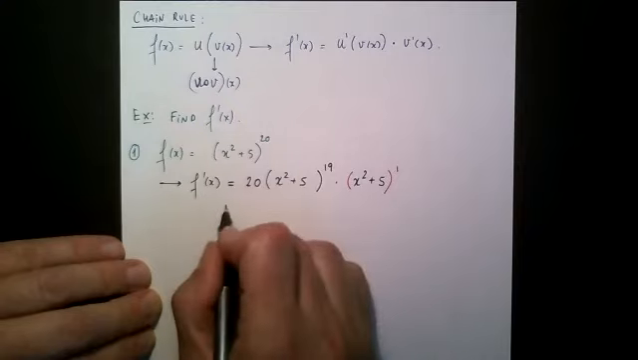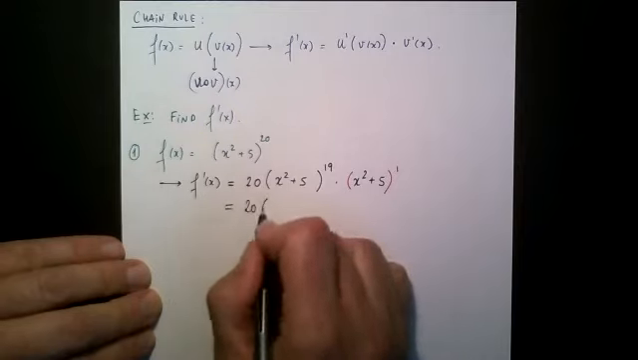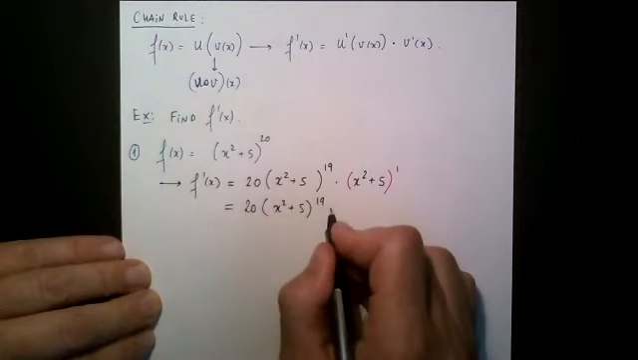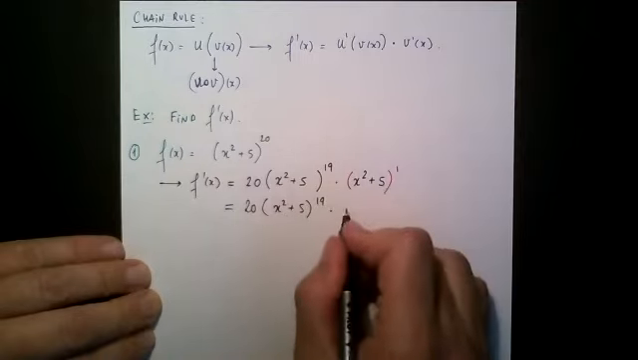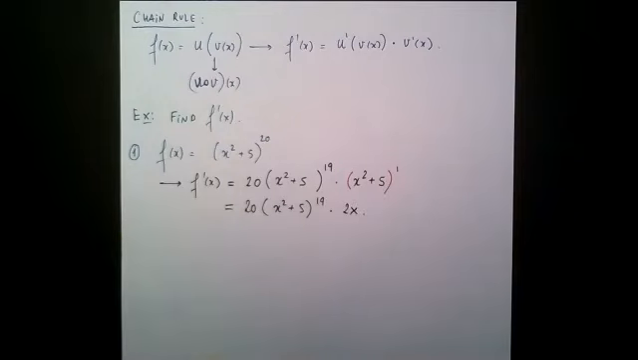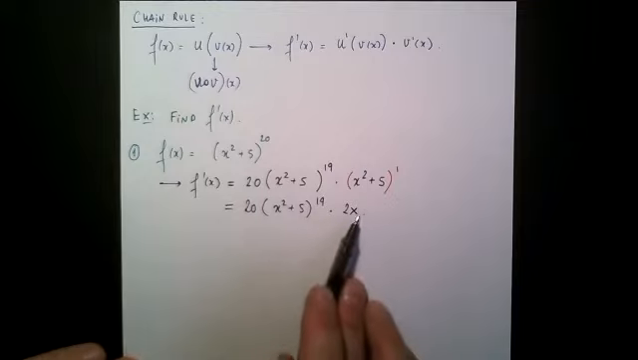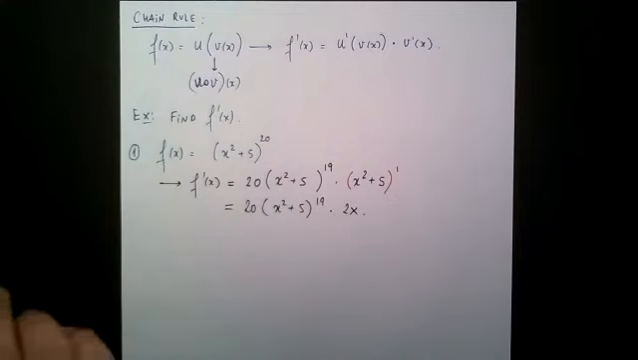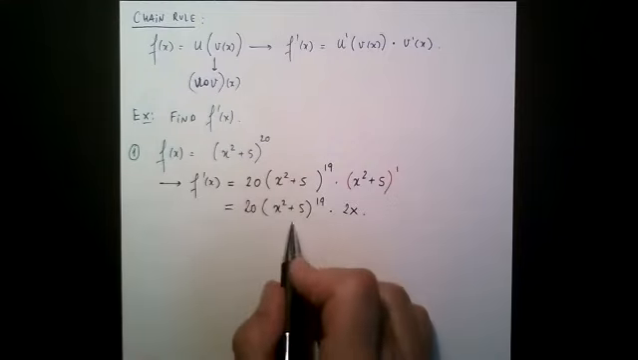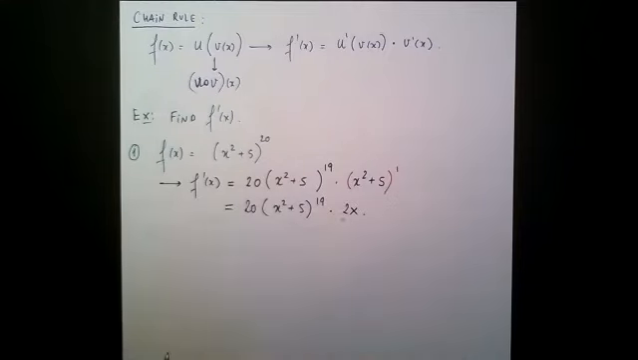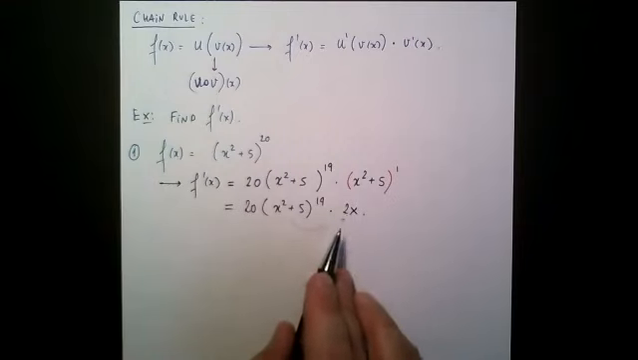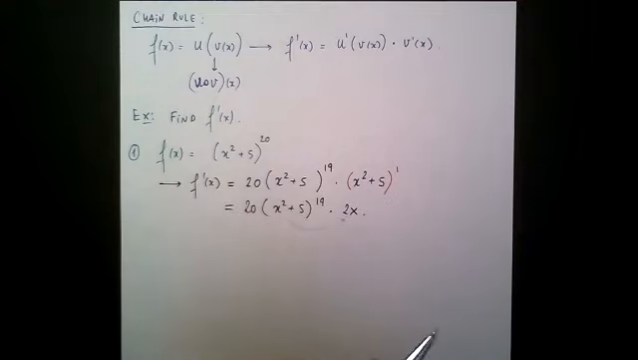So let me write down the answer: 20 times x squared plus 5 to the power of 19 times, and now this is 2x. And that's my answer. This 2x here comes from the derivative of the interior. And you should never forget this. It's important, and sometimes you're going to forget it, unfortunately. That's what happens.